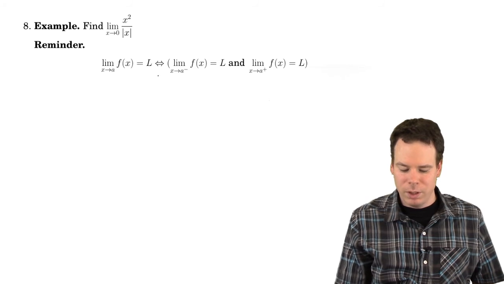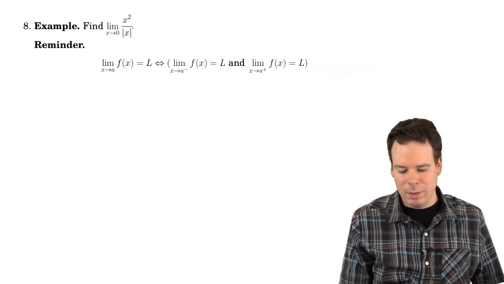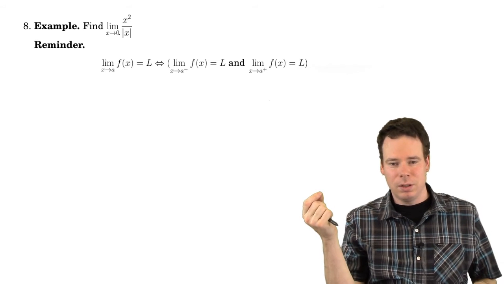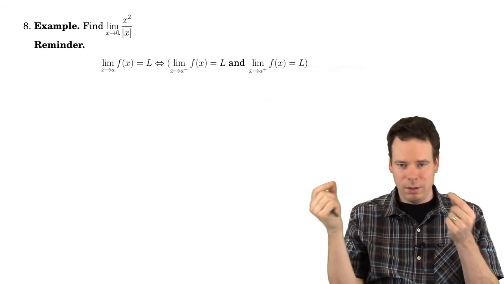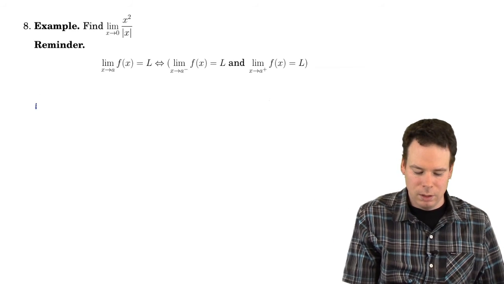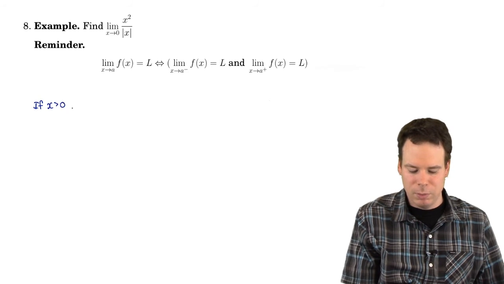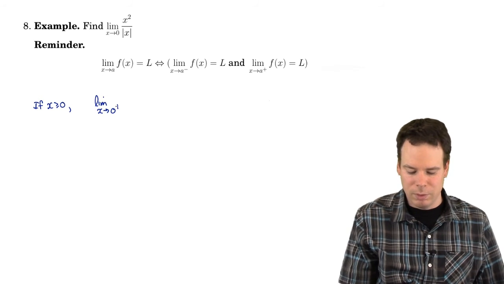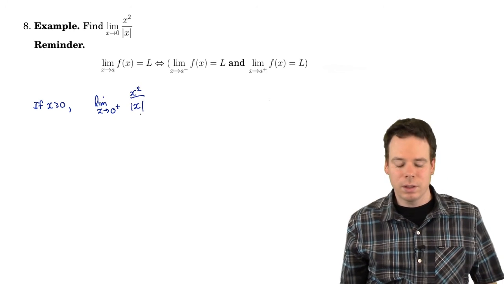Now, why is this reminder here? Well, it's here because of this absolute value of x. When x gets close to 0, it depends. Are you coming to 0 from one side or the other? And so maybe we should treat those independently. So we'll first consider the case when maybe x is bigger than or equal to 0. So in that case, we're looking at the limit as x goes to 0. If it's bigger than 0, we're coming at it from the right. x squared over absolute value of x. So let's look at this limit.